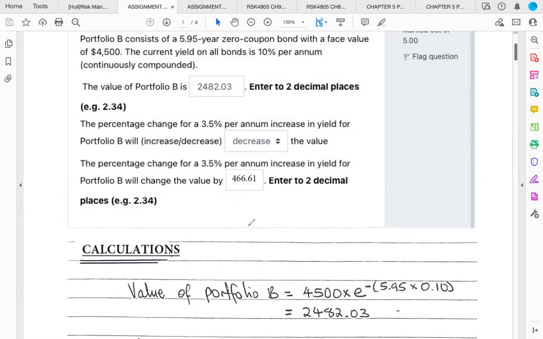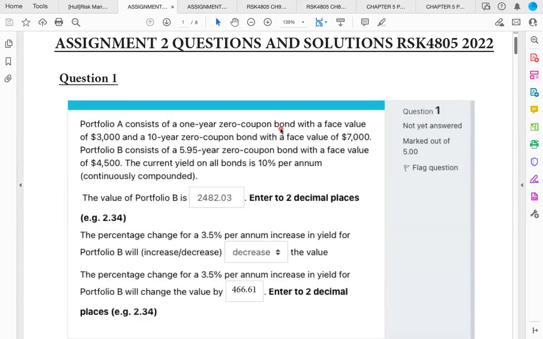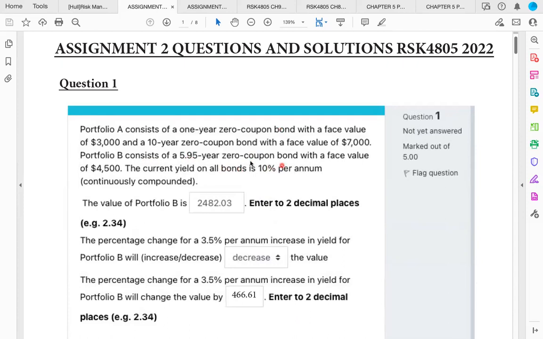And then lastly, this particular portfolio that we were told about, portfolio B, just consists of one bond. Other portfolios consist of 2 bonds or 3 bonds. For example, portfolio A consists of a 1-year zero coupon bond with a face value of 3,000 and a 10-year zero coupon bond with a face value of 7,000.